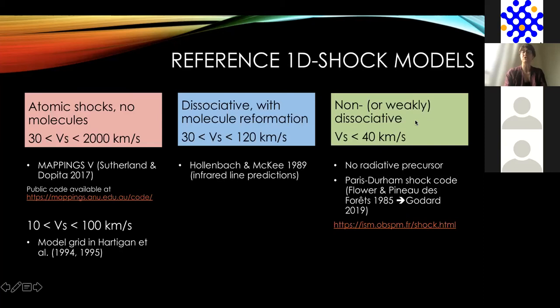And then there is a third family, for shocks with no radiative precursor that are non-dissociative. So the molecules in the pre-shock survive at least partly through the shock front, and the pre-shock composition has a strong effect on the post-shock emission, which is not the case here because you destroy all the pre-shock molecules. This is the Paris-Durham shock code that I will talk about a lot in this presentation, because first it's the one I know best, and also it's very rich in microphysics. It shows you the degrees of complexity that are present in these shocks, and they are the ones that are expected to emit most strongly in H2 lines, for example.